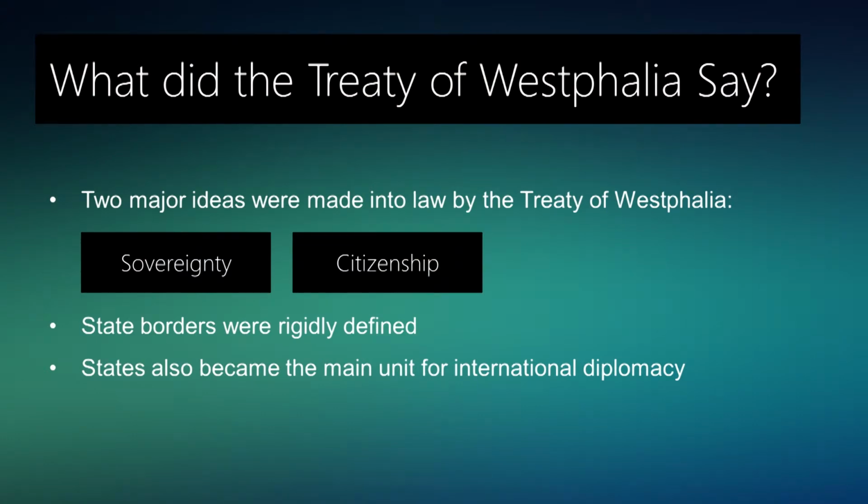But there became 2 major ideas that come out of it that are still with us today, about 350 years later. And these 2 ideas, and they're very important, are sovereignty and citizenship. And we'll talk about those in a second. But other things that came out of this treaty too that are equally as important is that state borders became rigidly defined. So to prevent the kinds of warfare that had been going on for 30 years, it was important to establish who had what authority where. And defining borders was one way to do that.